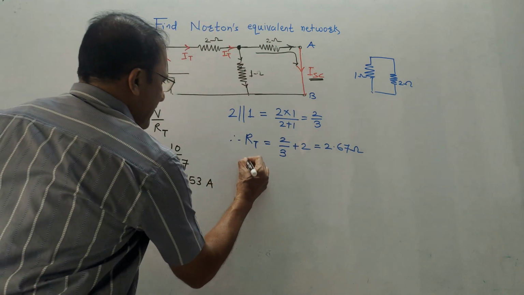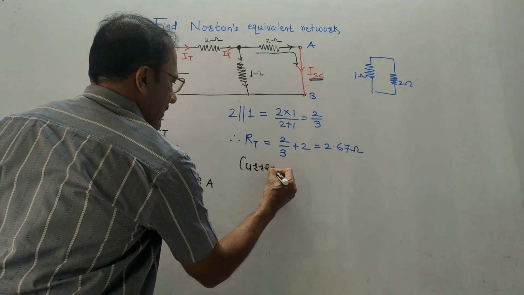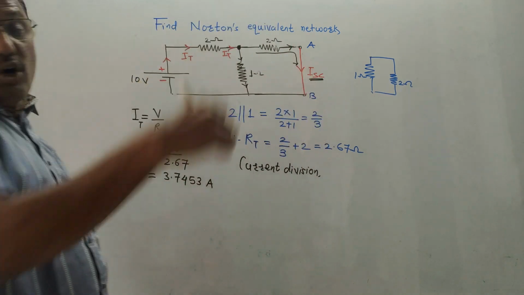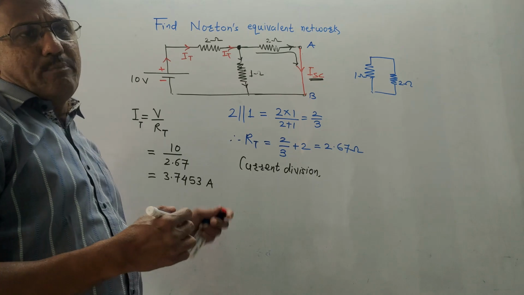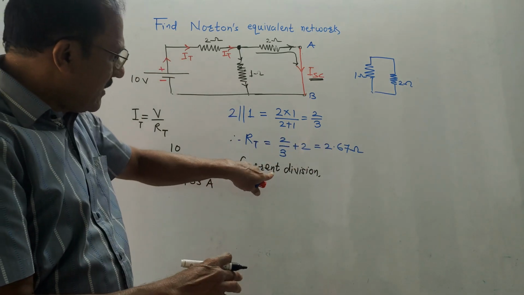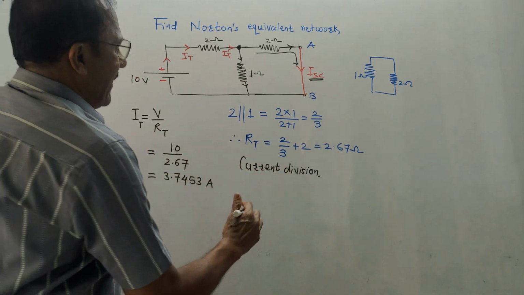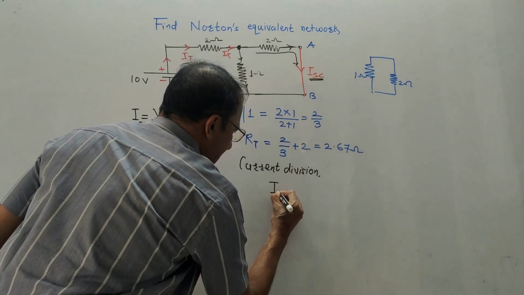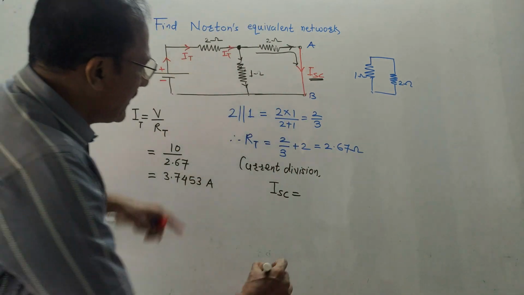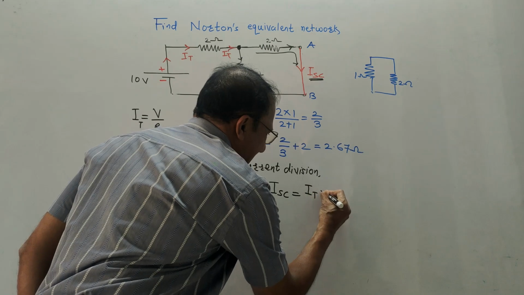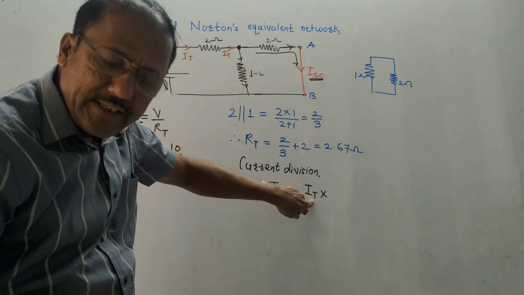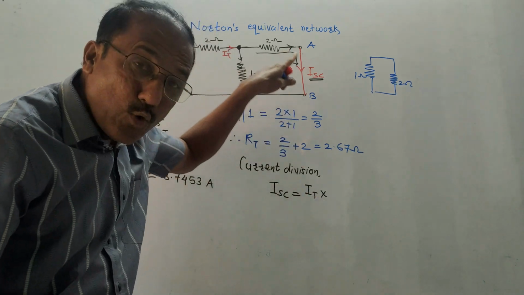So I will be using the current division formula. What is the current division formula? One more thing, if you haven't yet watched the video related to basic electronic concepts, do watch it, where I have covered all these basic things. Here we are using the current division formula. I am interested in calculating ISC. What is that formula? I will write IT into, because I want to calculate ISC. Formula is ISC equals IT, total current, into opposite resistance.